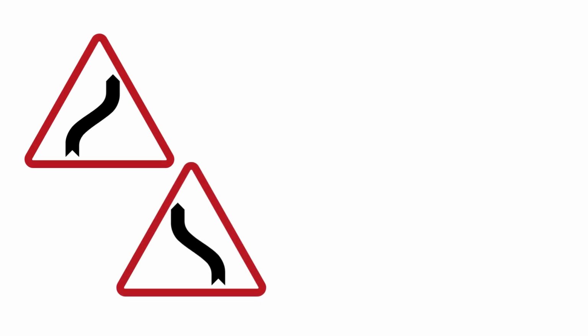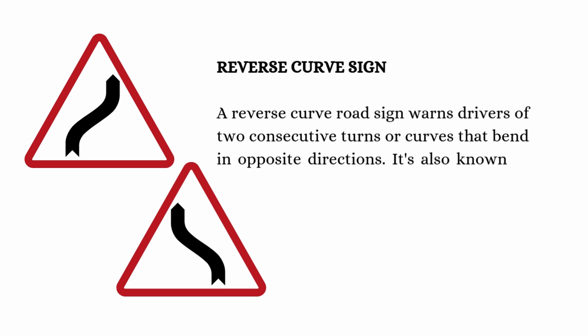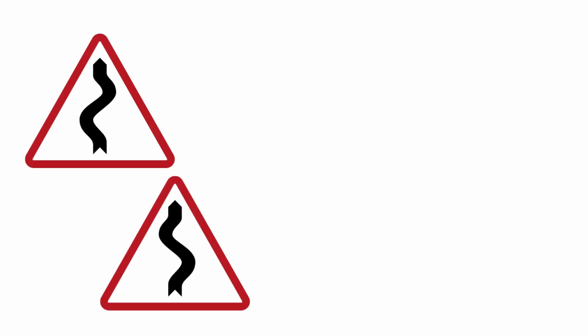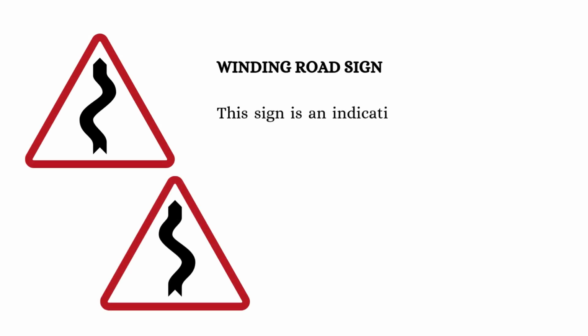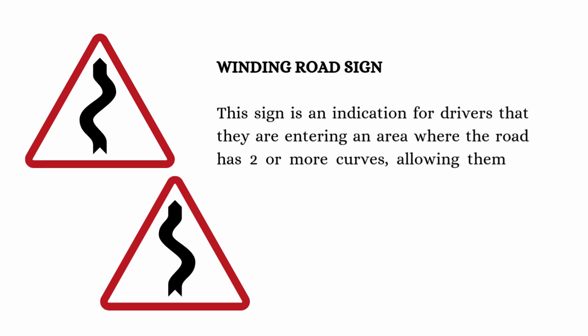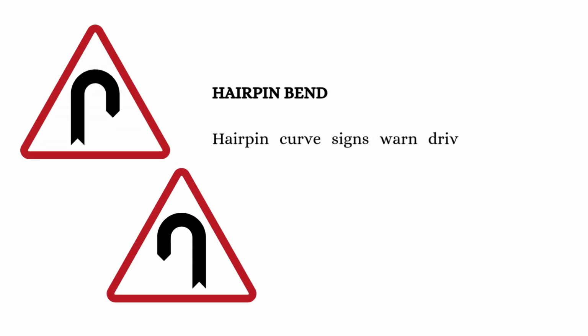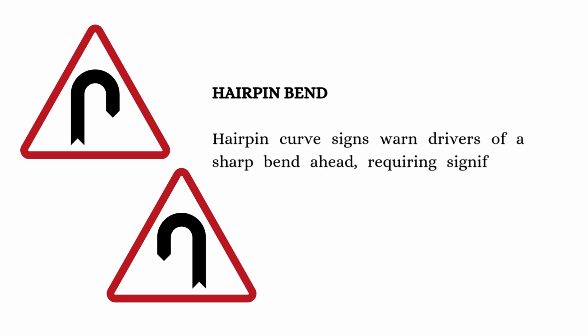Reverse curve sign. A reverse curve road sign warns drivers of two consecutive turns or curves that bend in opposite directions. It's also known as an S-curve. Winding road sign. This sign is an indication for drivers that they are entering an area where the road has two or more curves, allowing them to adjust their speed. Hairpin bend. Hairpin curve signs warn drivers of a sharp bend ahead, requiring significant steering adjustments.